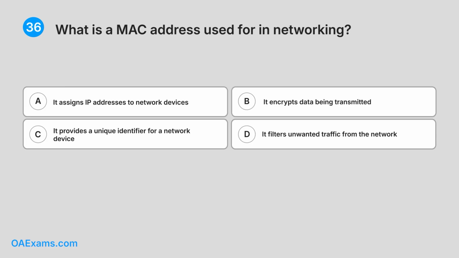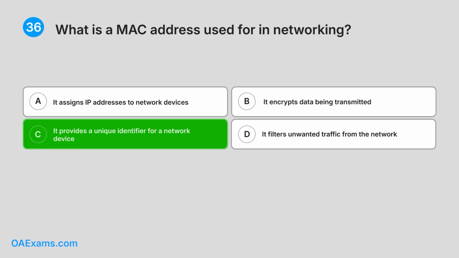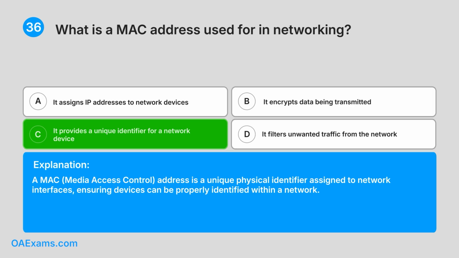Correct answer. C. It provides a unique identifier for a network device. Explanation. A MAC, Media Access Control, address is a unique physical identifier assigned to network interfaces, ensuring devices can be properly identified within a network.